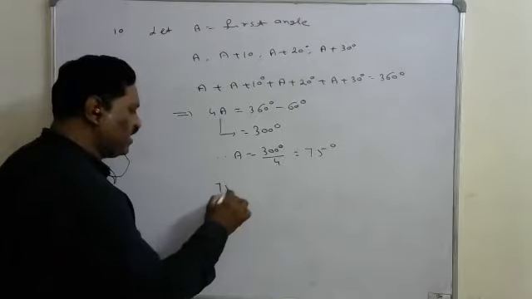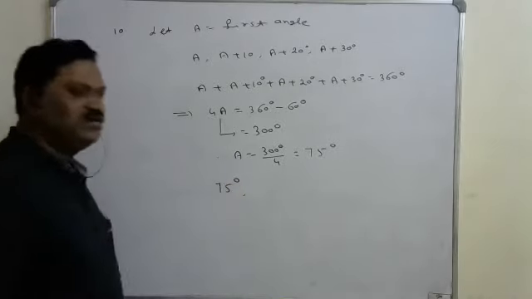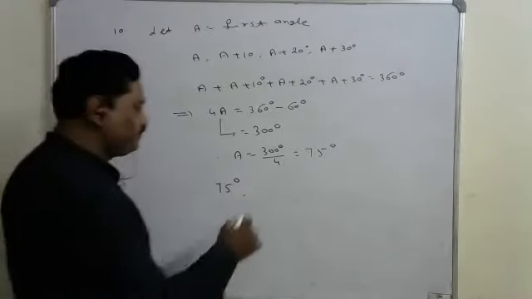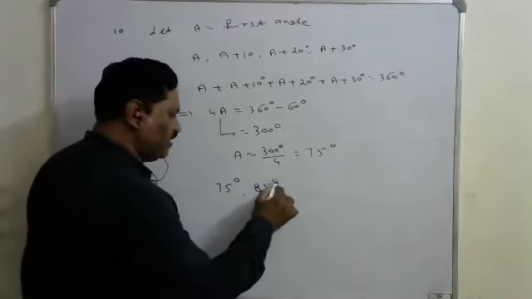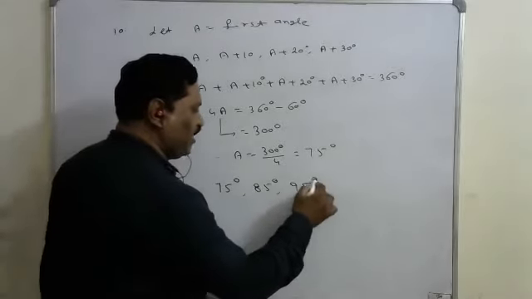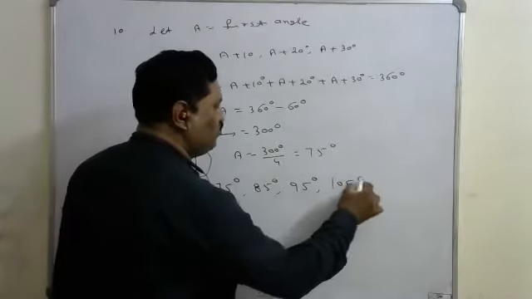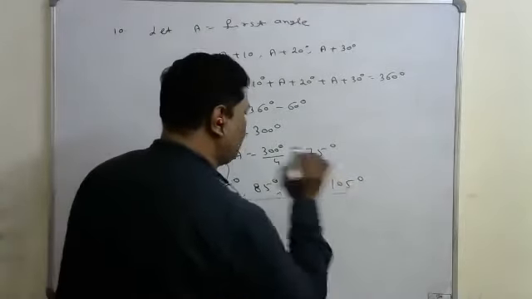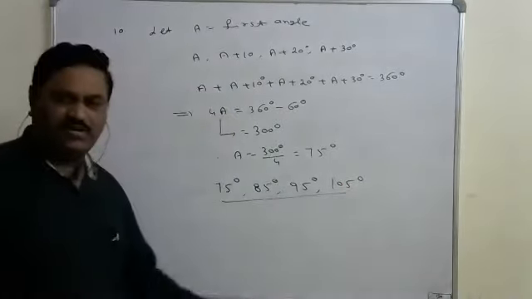Therefore, 75 is the first angle. Then what will be the next angle? 85. Then 95, and 105. These are the four angles of the AP. Okay, take them.